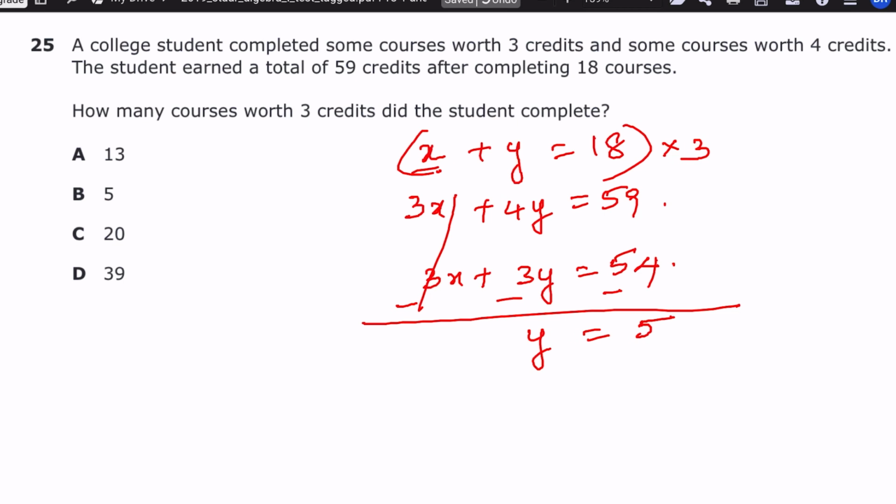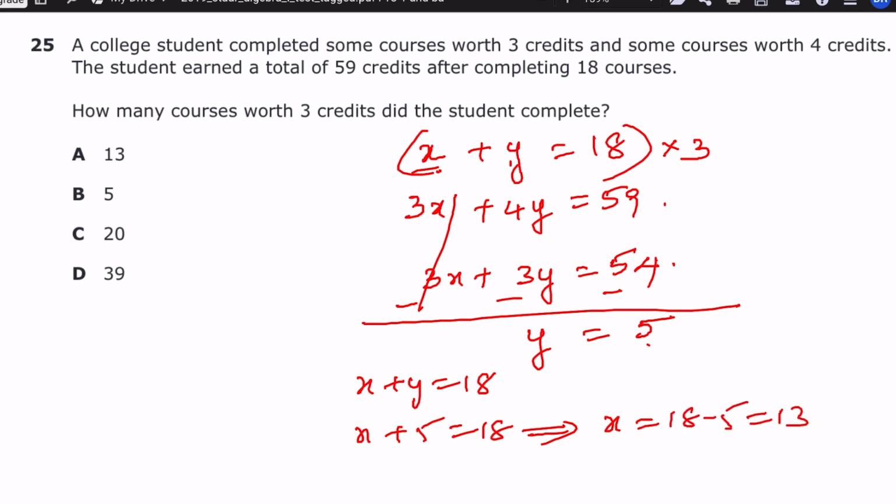So substitute this value of 5 in this equation: x plus y is equal to 18. So x plus 5 is equal to 18, which implies that x is equal to 18 minus 5, which is equal to 13. So the answer for how many 3 credit courses the student completed is 13 courses.